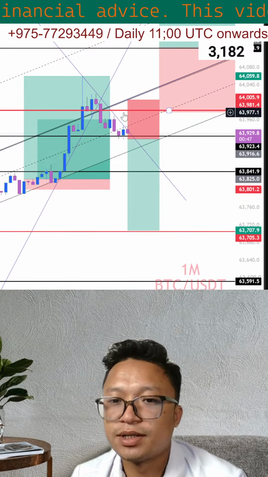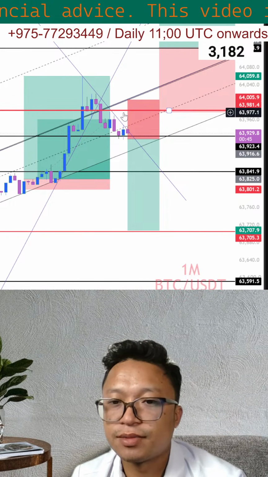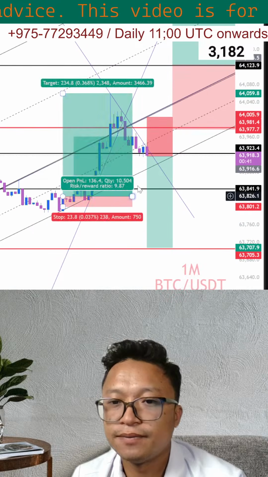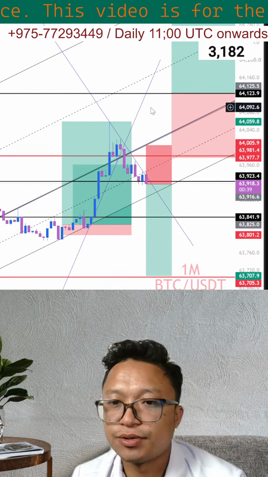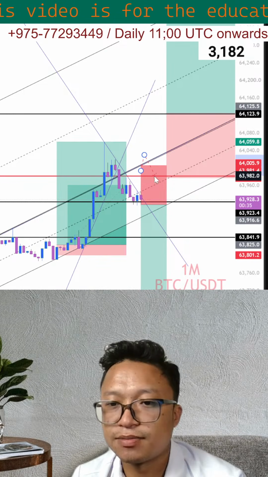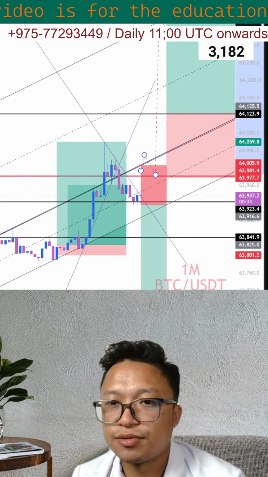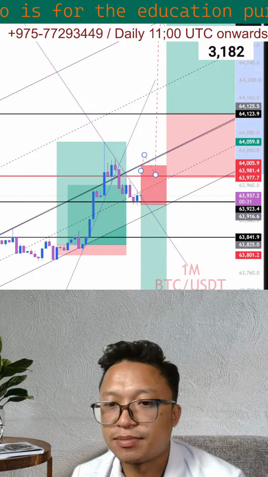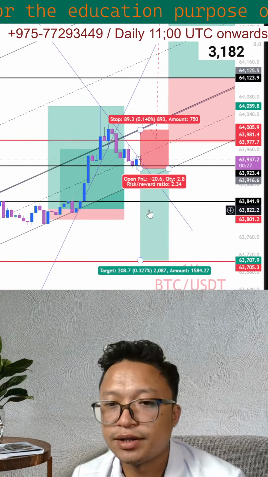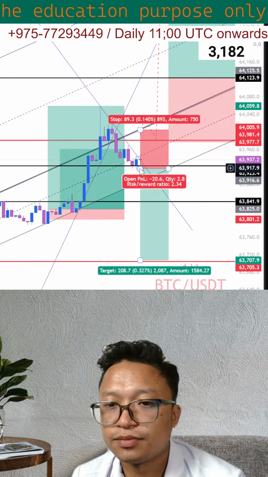Above this level, we'll keep our stop loss, because if it goes above this level, it is going to change the trend. If the trend changes, right, if it passes above this level, the market is going to go for the 64,000 range and upper side. So one more second, try to wait. Let it close below this level.